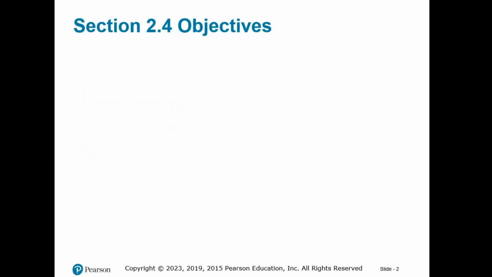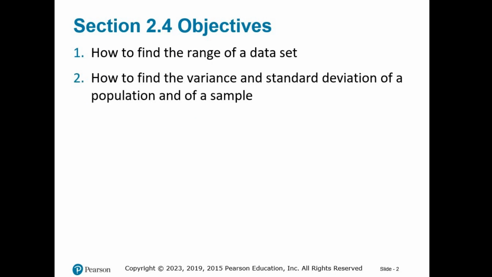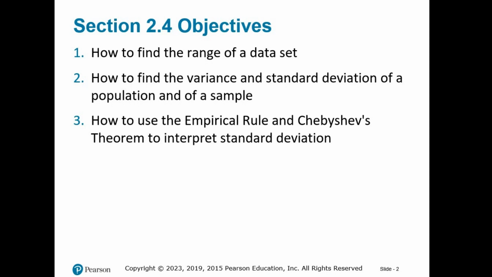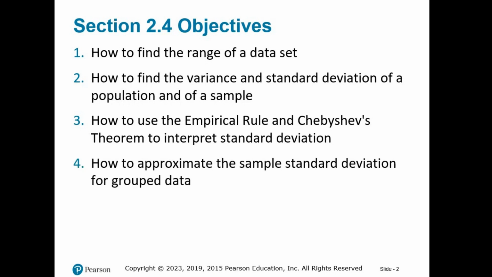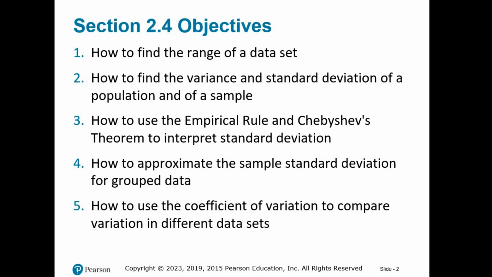In this section, we're going to discuss how to find the range of a data set, how to find the variance and standard deviation of a population and of a sample, how to use the empirical rule and Chebyshev's theorem to interpret standard deviation, how to approximate the sample standard deviation for group data, and how to use the coefficient of variation to compare variation in different data sets.